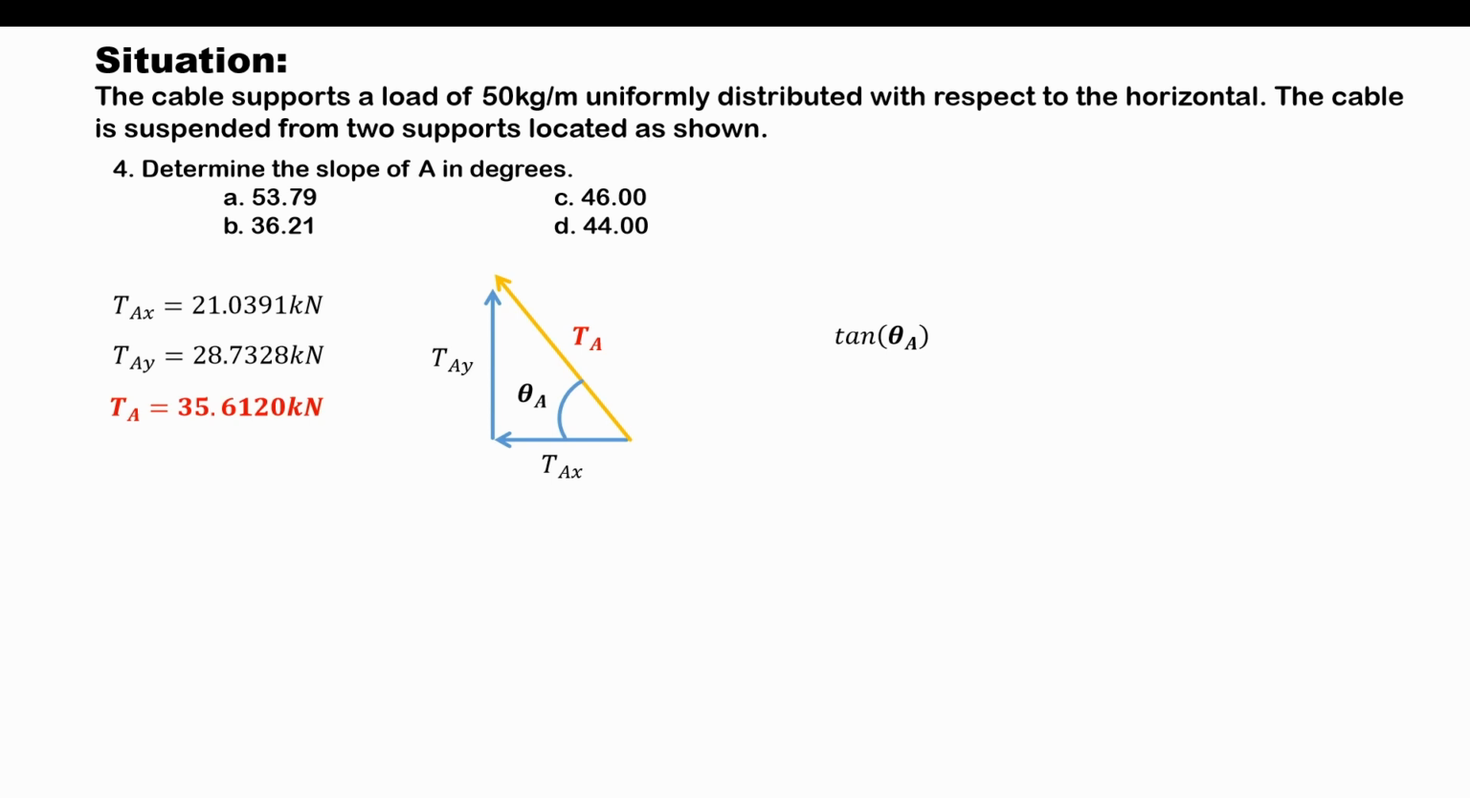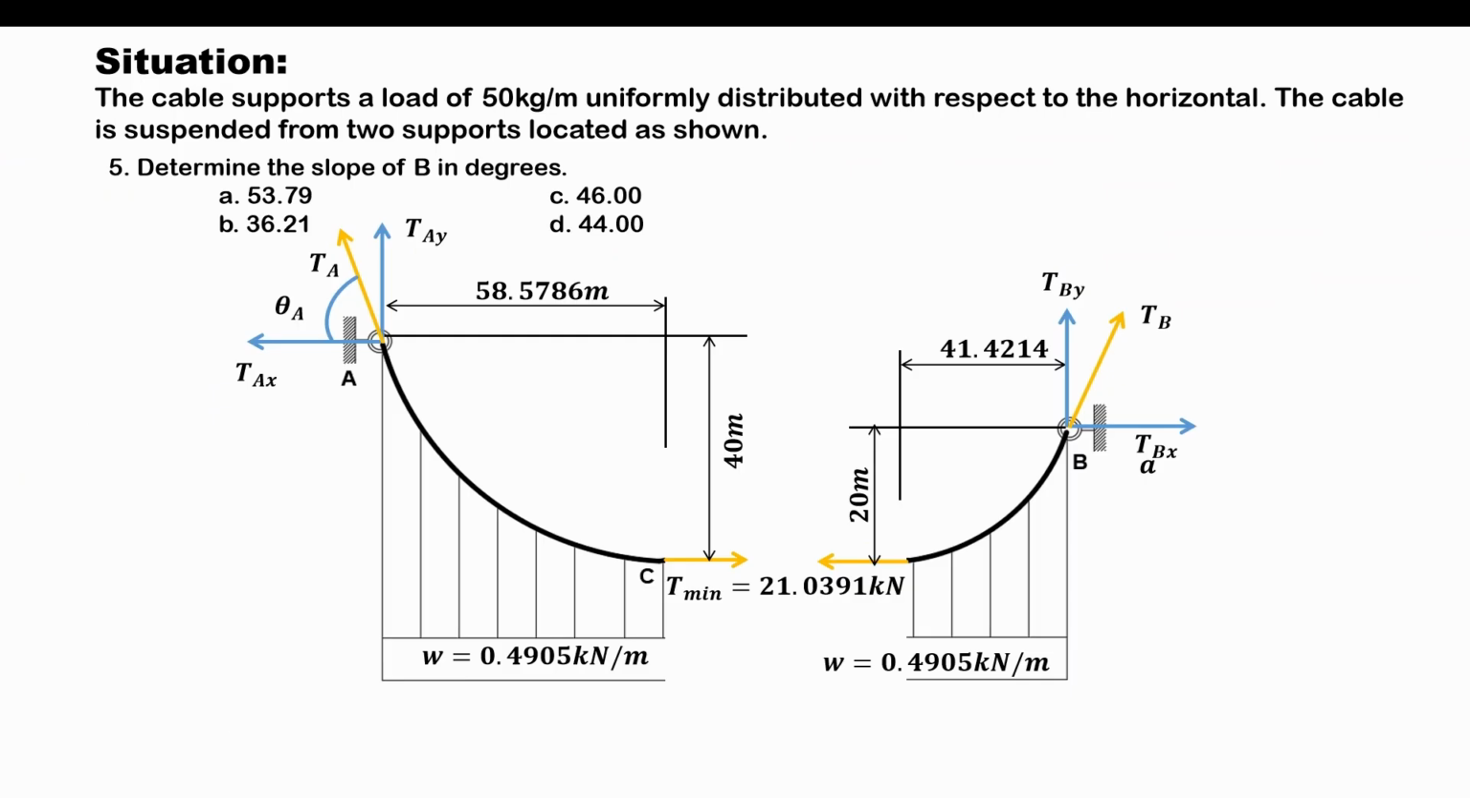So basically, tan theta A is equal to the opposite side, which is the vertical component of the tension at A, over the adjacent side, which is the horizontal component of the tension at A. And substituting the values of the components, we will get the slope at A is equivalent to 53.7872 degrees. And from the choices, our answer would be letter A. So let's proceed answering question number 5.